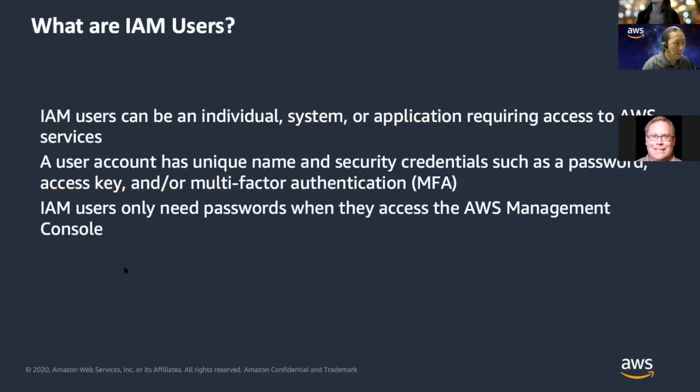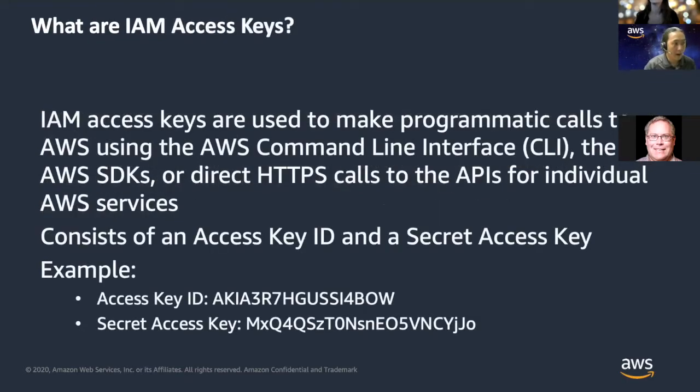In IAM, there are IAM users, which is an individual system or application that has to access it, right? It's got a unique name and credentials, a password or key. IAM users only need passwords when they access the management console. Usually they get access keys. IAM access keys make programmatic calls to AWS. They look like this. We're not going to need them today, but you'll see these if you start using AWS APIs a lot.